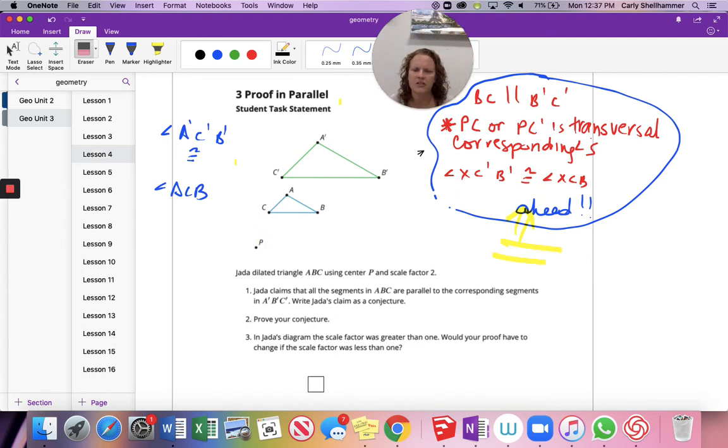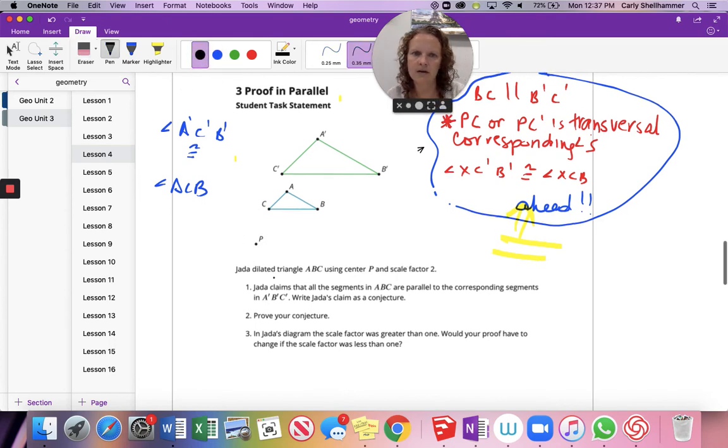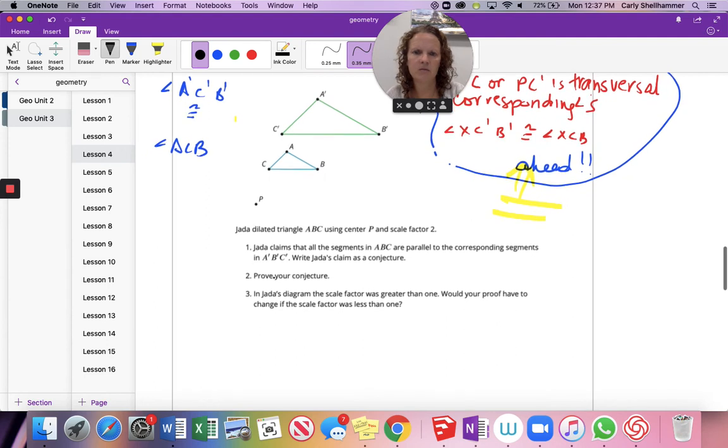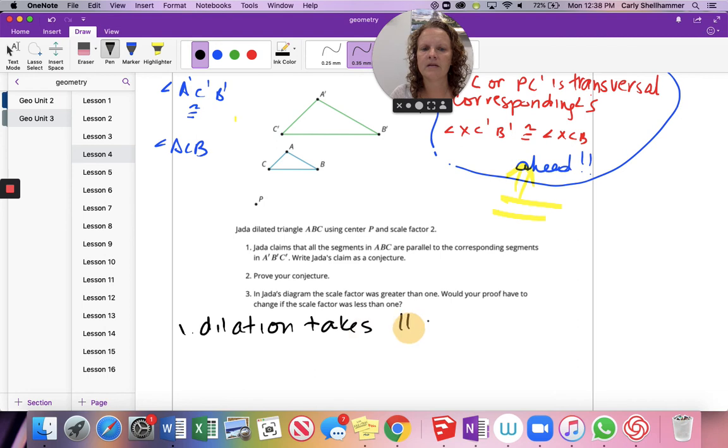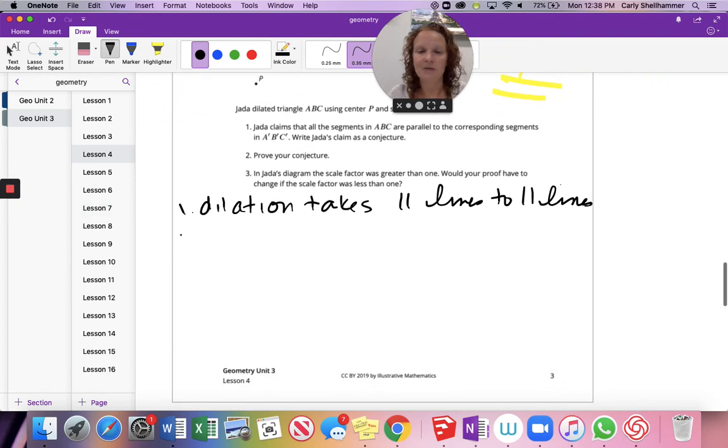Write Jada's claim as a conjecture, so let's do that formally because I've just been chatting. Let's get the wording correct. Move that up a little bit so I have some room to write. So our conjecture is dilation takes parallel lines to parallel lines. Prove your conjecture. I'm doing a two-column proof, which I know they don't usually do.